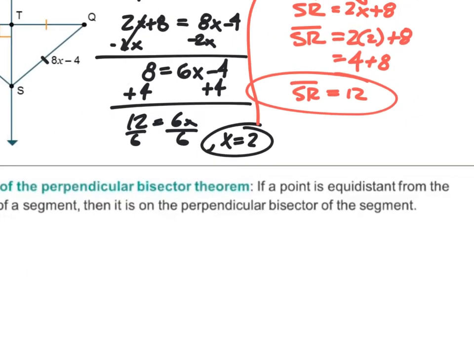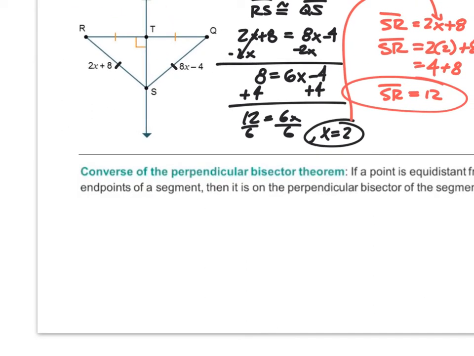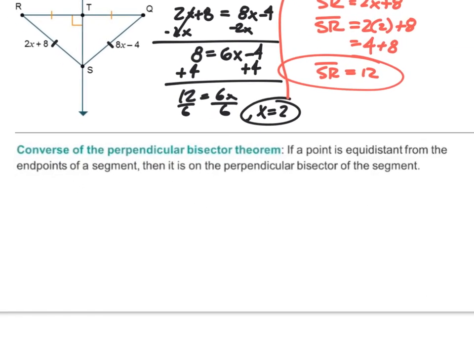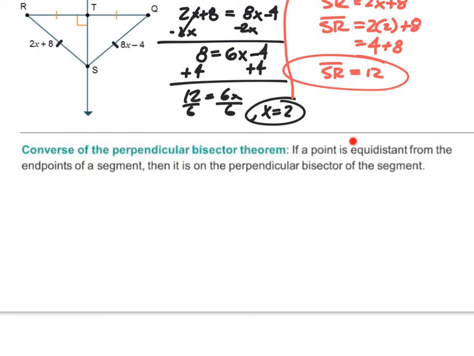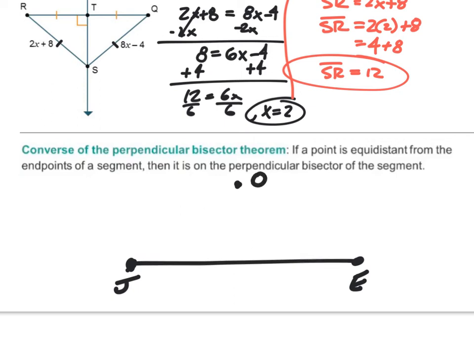Okay, the last thing we need to talk about is the converse of the perpendicular bisector theorem. So it says if a point is equidistant from the endpoints of a segment, then it is on the perpendicular bisector. So let's just draw a picture. If you had a segment here, and we'll call this segment J and then E, and let's say that you had some point up here, and we're just going to eyeball it and say it's right here. We'll call that point O. Get it? J-O-E.